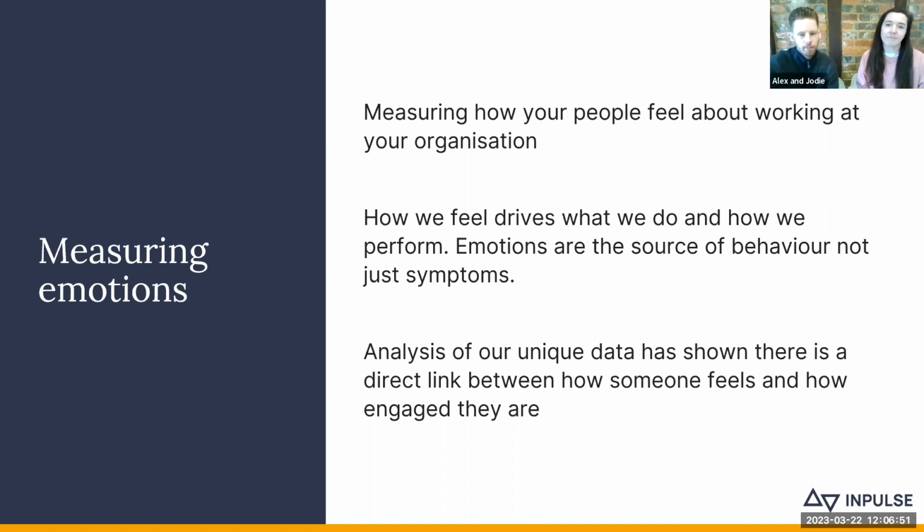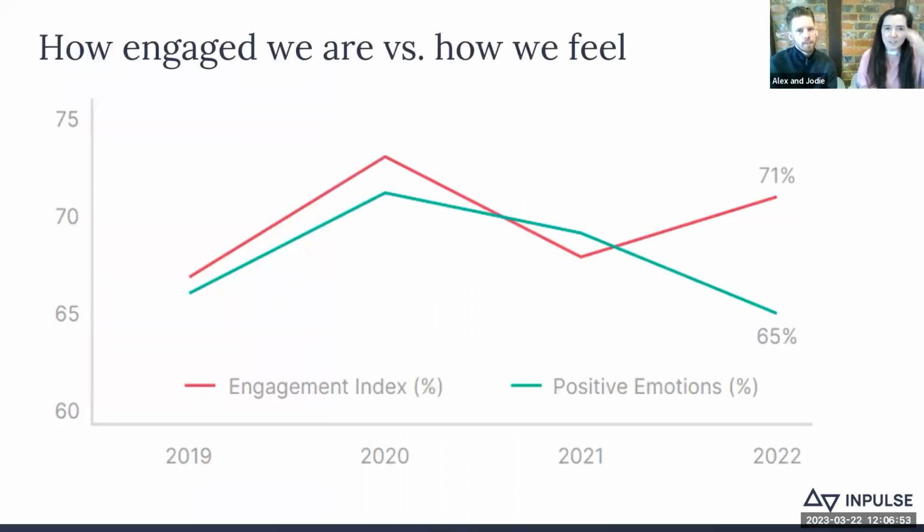Yeah, great, perfect. Let's go on to then your graph. Great. So this graph here is based off our Impulse data across all our clients, as you can see, ranging from 2019 up until the end of last year, 2022. And then we've got the percentage scores for the engagement index and the positive emotion score.